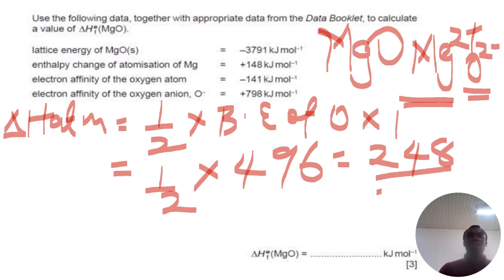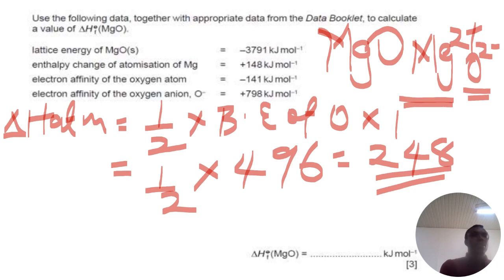248. So that will be the bond enthalpy for what? For the enthalpy change of atomization for oxygen. So from our data booklet, let's look at the first and second ionization energy for magnesium. So let me check my data booklet.